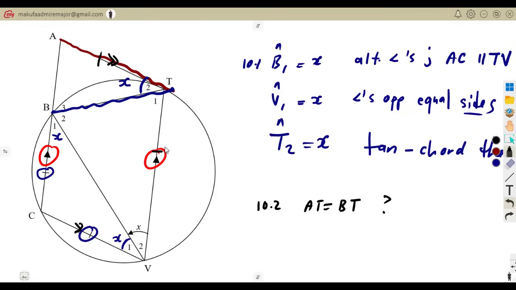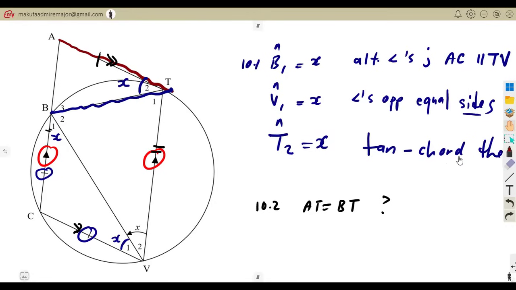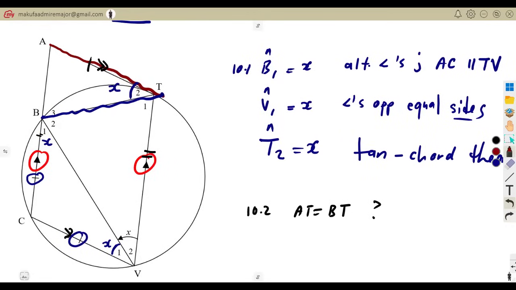Opposite sides, they'll be parallel and equal. So how can we prove that AT, from A to T, is equal to this length BT? They want you to prove the length of BT. Okay, let's see, guys. What is it that we have here? In this triangle, we can try and see if we can use angles in a triangle, something like that.